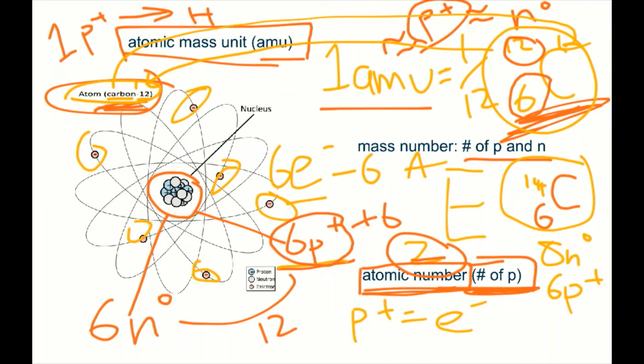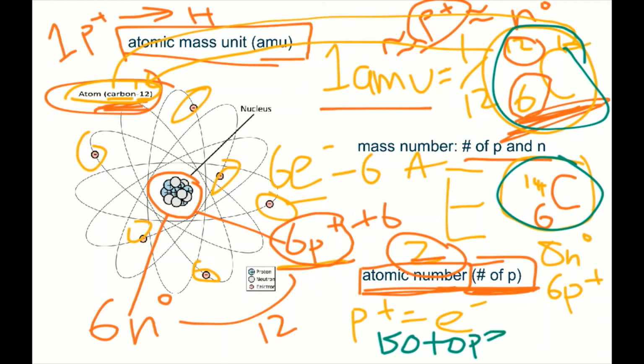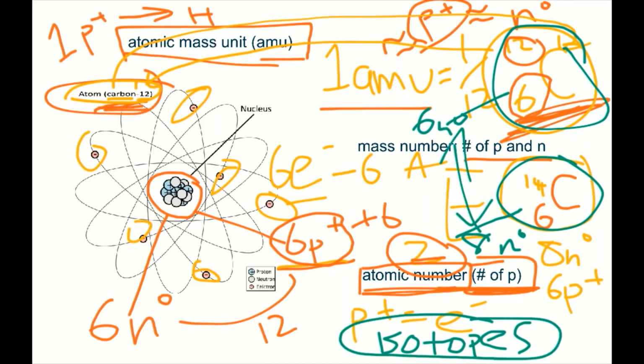So here's one important terminology. Carbon 14 and carbon 12 are called isotopes. So I'll write isotope down here. Isotopes are just variations of the element, and they vary by the number of neutrons. So for example, carbon 14 had 8 neutrons, while carbon 12 had 6 neutrons. So notice how they vary by the number of neutrons, and that's what an isotope is.